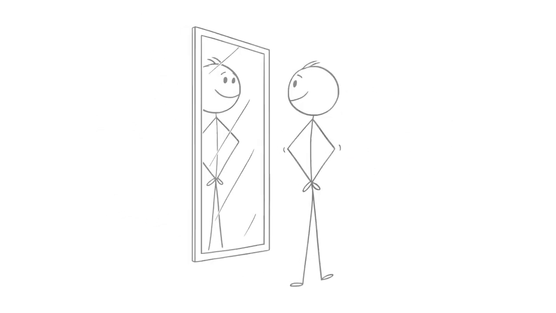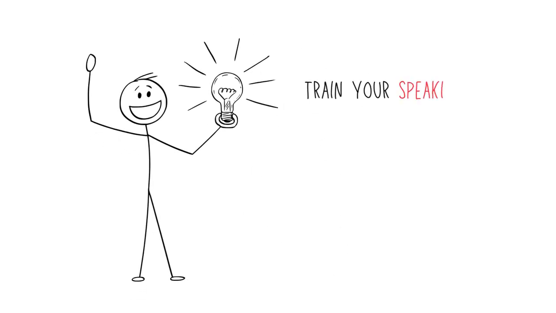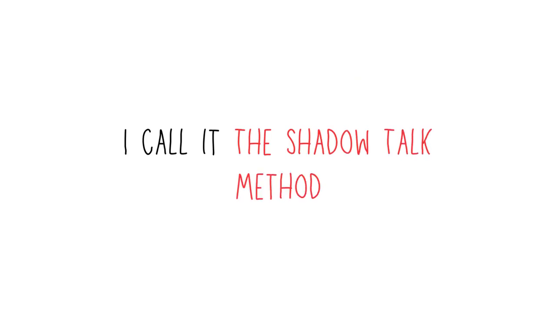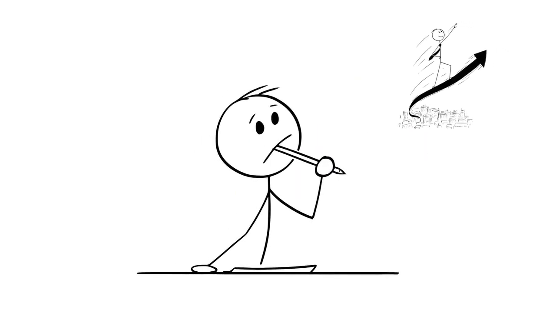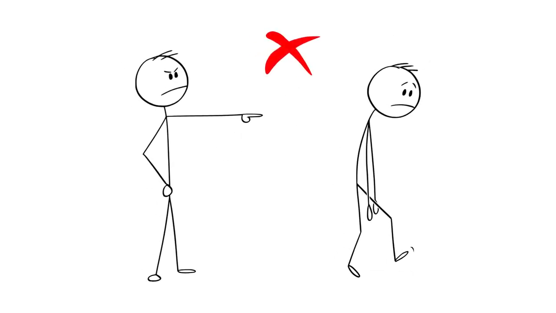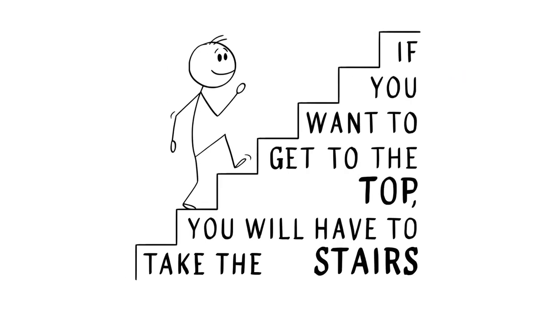Here's the truth. You don't need a speaking partner to get fluent. You just need a smart way to train your speaking muscles, the same way athletes train their body. And that's where today's method comes in. I call it the shadow talk method. It's a simple but powerful technique that allows you to practice English without a partner, build your confidence, and speak naturally and fluently step by step.